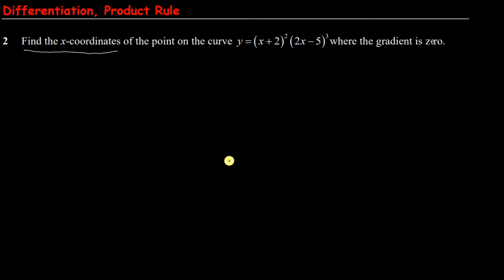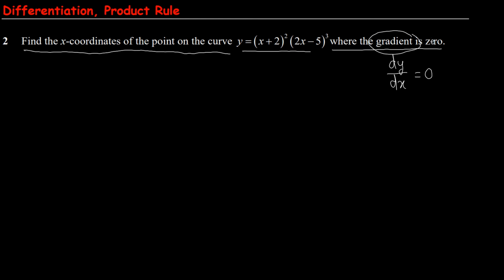Find the x coordinate of the point on the curve where the gradient is 0. Gradient is 0 means you need to consider just dy by dx equals 0. Then you can find the x value from here. Why? Because dy by dx is called the gradient expression.